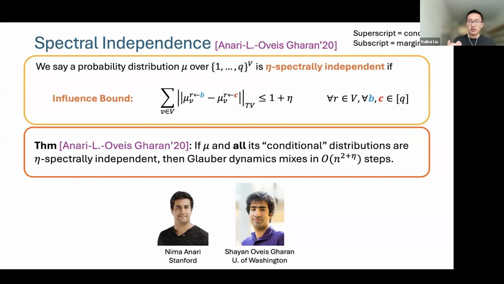Here, I just want to be very clear about what I mean by all conditional distributions. For every subset of coordinates, and for every partial coloring on that subset of coordinates or vertices, I get a conditional distribution. And I want all exponentially many of these conditional distributions to be spectrally independent. So I'm not looking for spectral independence just for mu itself, but for mu as well as all of its conditional distributions. And if you have this condition, then you get polynomial time mixing of Glauber dynamics.